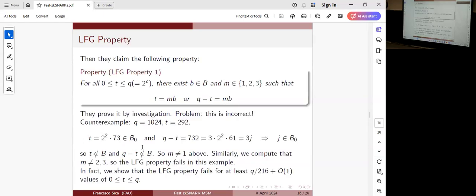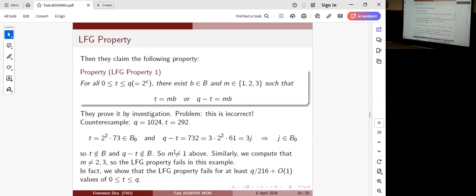So t is in B0, but it was removed because it's q minus 3j with j in B0. So it's not in B. And in the same way, q minus t is not in B, because q minus t is 3 times an element in B, and it's easy to see that in this case, this is not in B. You can just check the sum of power of 3 and 2 is odd.